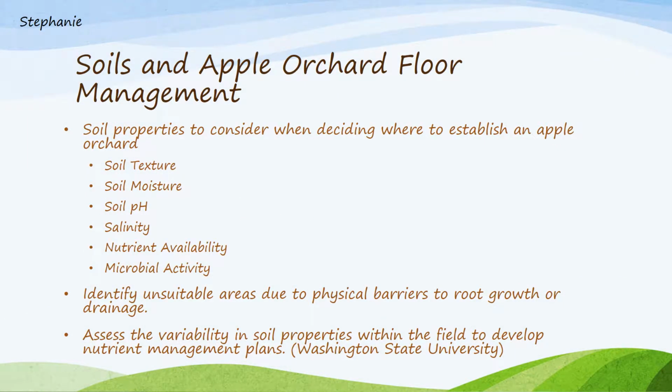When talking about soils in apple orchard floor management, there are several different properties of soil that it's important to take a look at, and some of them include soil texture, soil moisture, soil pH, salinity, nutrient availability, and microbial activity. You'd also, before establishing an orchard, want to identify any unsuitable areas due to physical barriers to root growth or drainage. It's also important to assess the variability in soil properties within the field so as to develop an appropriate nutrient management plan.